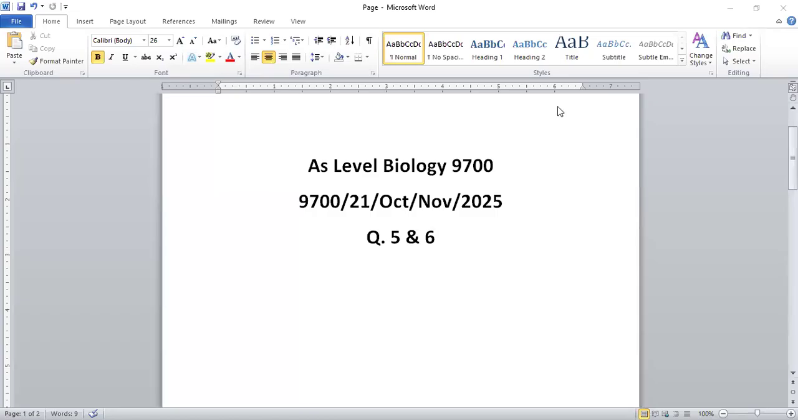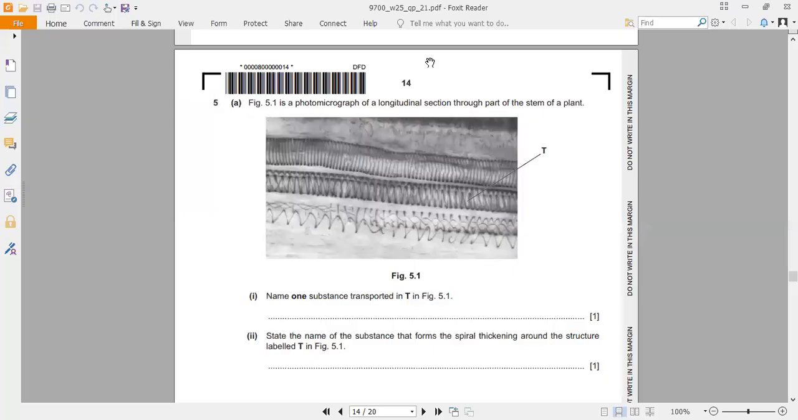A Level Biology 9700 Paper 2 Variant 1, October November 2025. We will start from question number 5. Figure 5.1 is a photomicrograph of a longitudinal section through part of the stem of the plant.